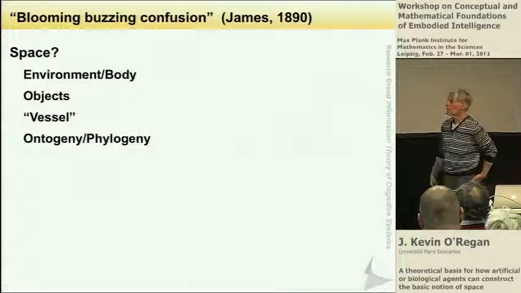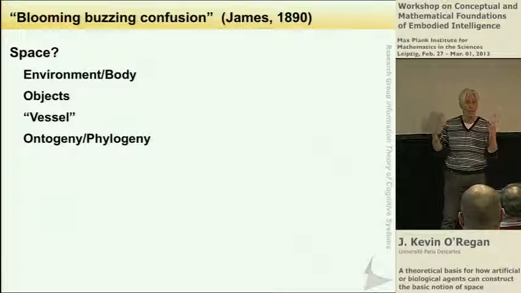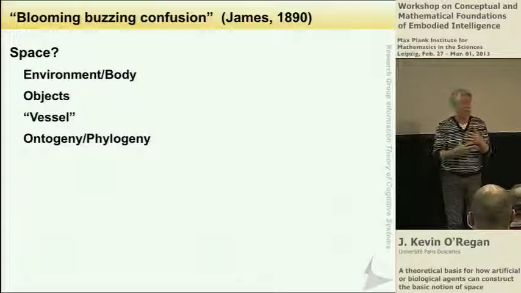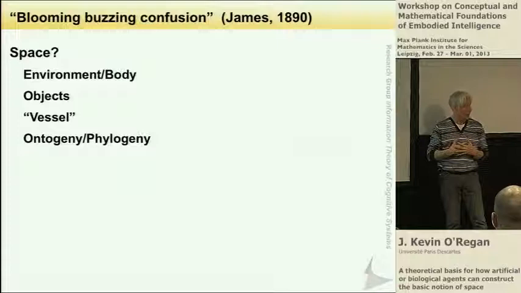So William James called this problem the problem of the blooming, buzzing confusion that the brain is faced with from all the sensory inputs. How can you make sense of this? How can the robot understand that it is immersed in this thing called space? Where is space in this blooming, buzzing confusion? How can the robot understand that it is immersed in an environment and that it has a body separate from the environment, and that in the environment there are objects and that the body is one of those objects?